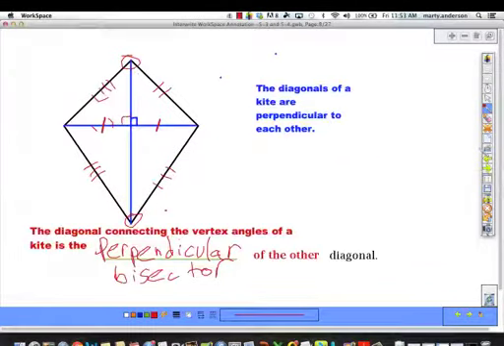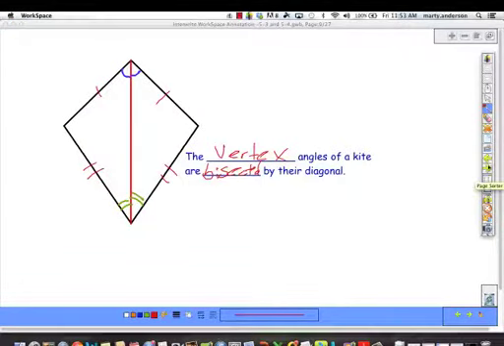The vertex angles bisect. So we could add this into this picture right here. We get those ones. We get those ones. And actually, if you take a look at this one here, we would get this guy right here and this guy right here. So there's a lot going on with our vertex angles when we draw our diagonals.